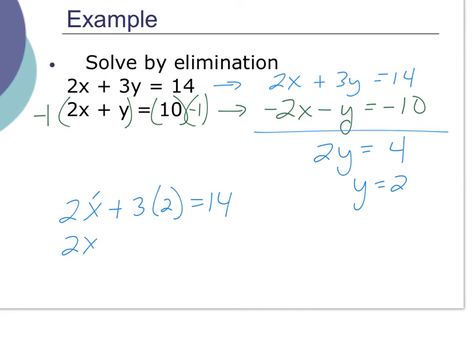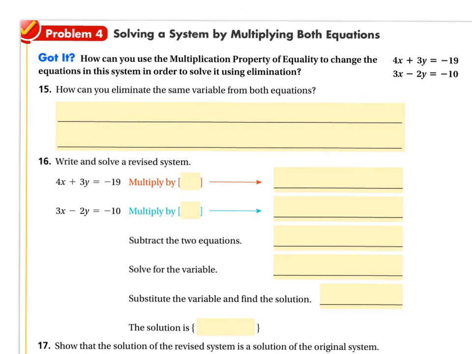So 2x plus 6 equals 14. Subtract 6 from both sides. So 2x equals 8. Divide both sides by 2. And x equals 4. So my point is 4, 2. And I should go check this by putting this value back into each of these equations to make sure it's a true statement.